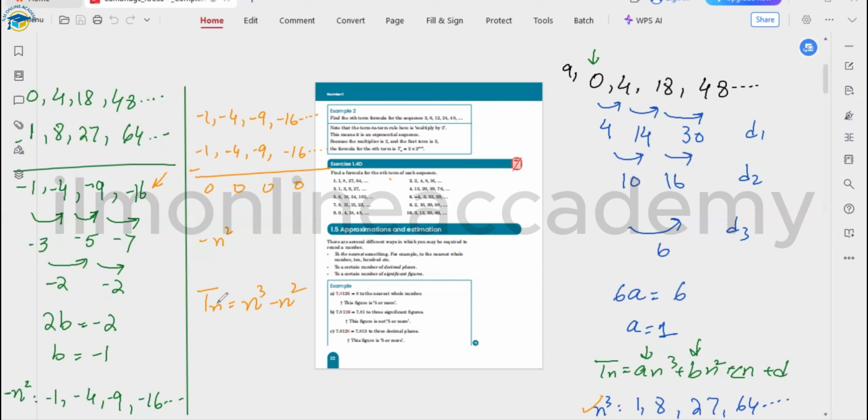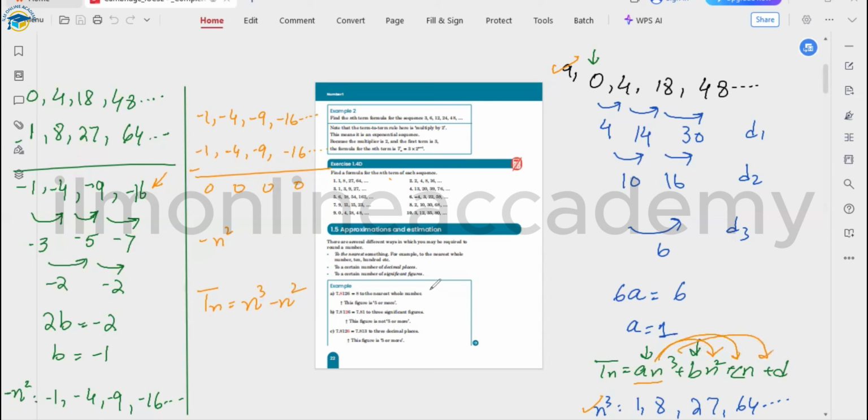Now this is basically the nth term of part number 9, because here we need to combine the cubic and the quadratic term. If we talk about the cubic sequence, sometimes with the cubic sequence you will be having the quadratic one, sometimes linear, sometimes a constant number.